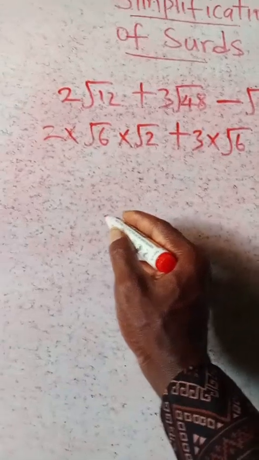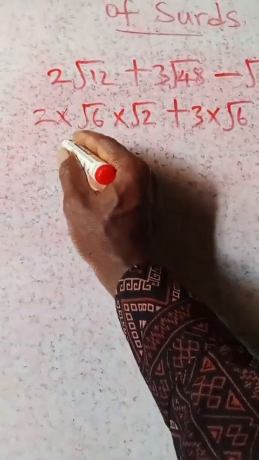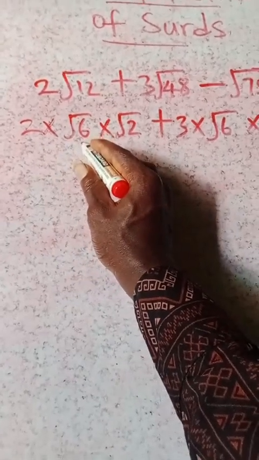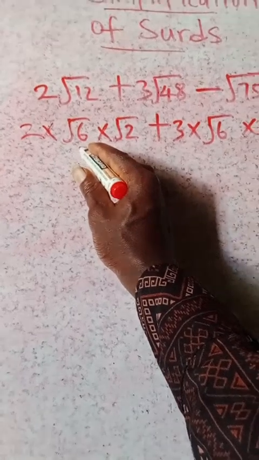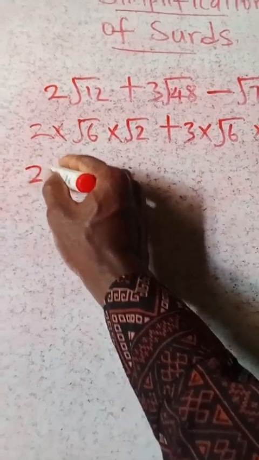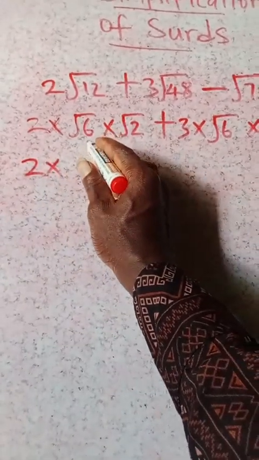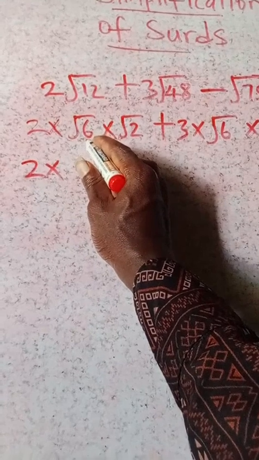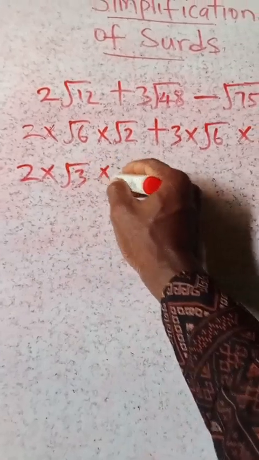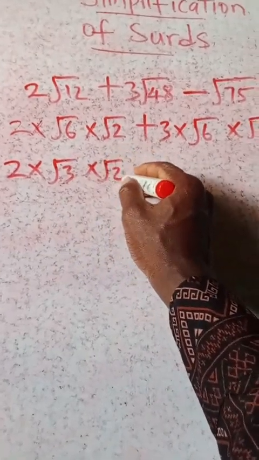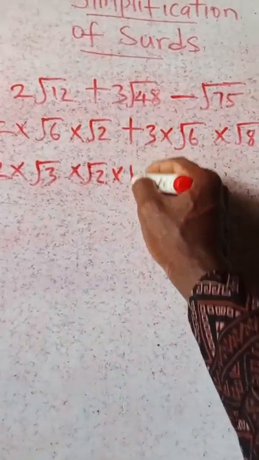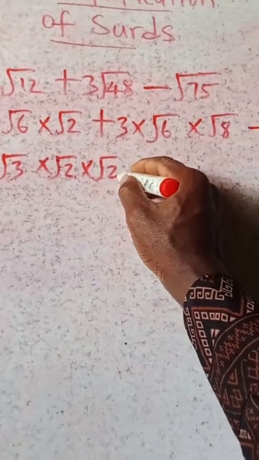Let's come back. Now here we have 2 times root 6. Root 6 can be simplified. Any root that can be simplified, keep on doing that. So we have 2 times, if we simplify root 6, it will be root 3 times root 2, then times this root 2, times root 2.